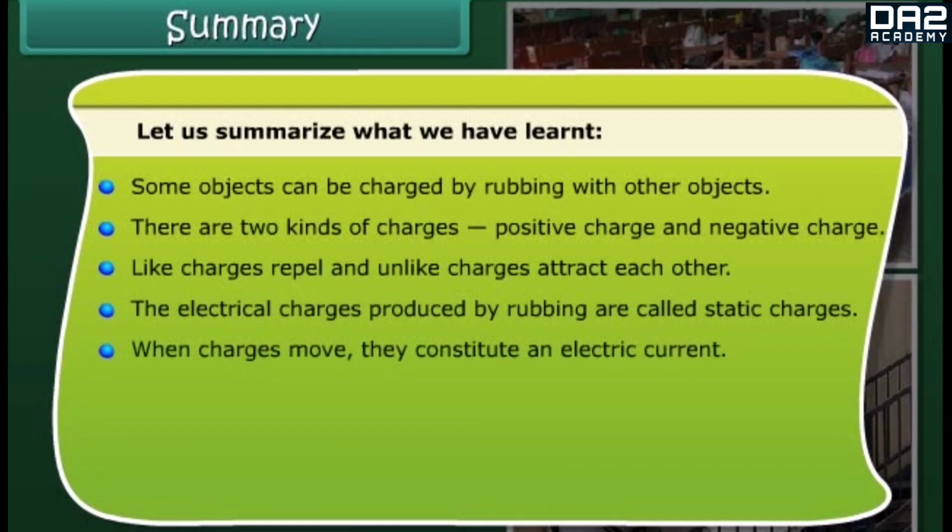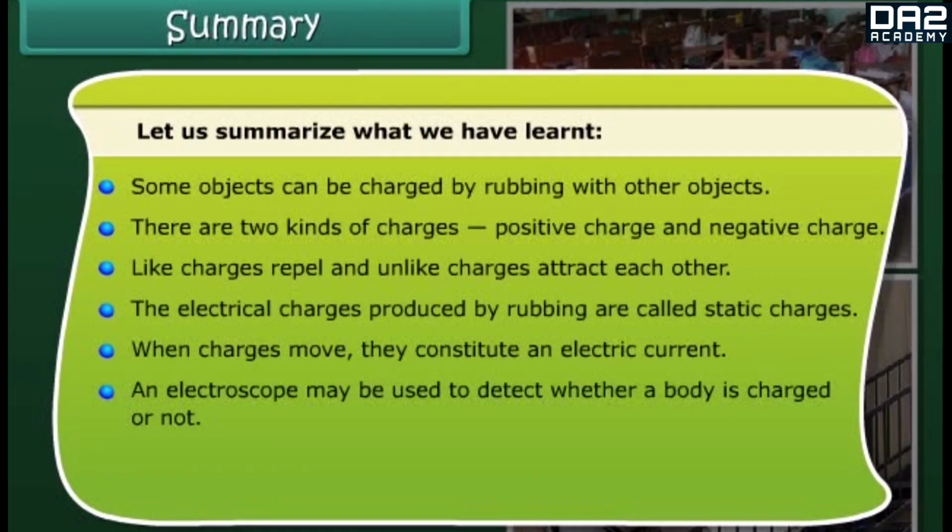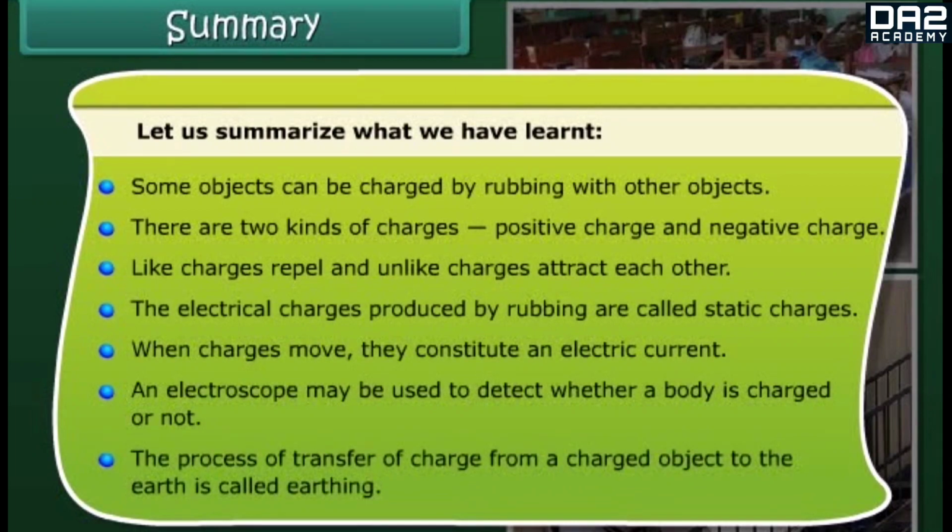When charges move, they constitute an electric current. An electroscope may be used to detect whether a body is charged or not. The process of transfer of charge from a charged object to the earth is called earthing.